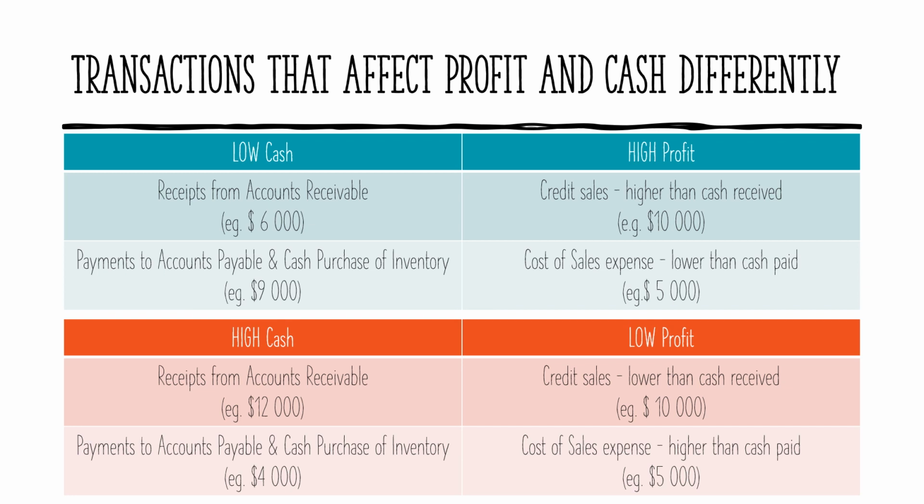In the last example, we have payments to accounts payable and cash purchases of inventory totaling to $4,000. However, the cost of sales expense recognized in the same period were higher than the cash paid at $5,000. This leads to low profit but high cash.